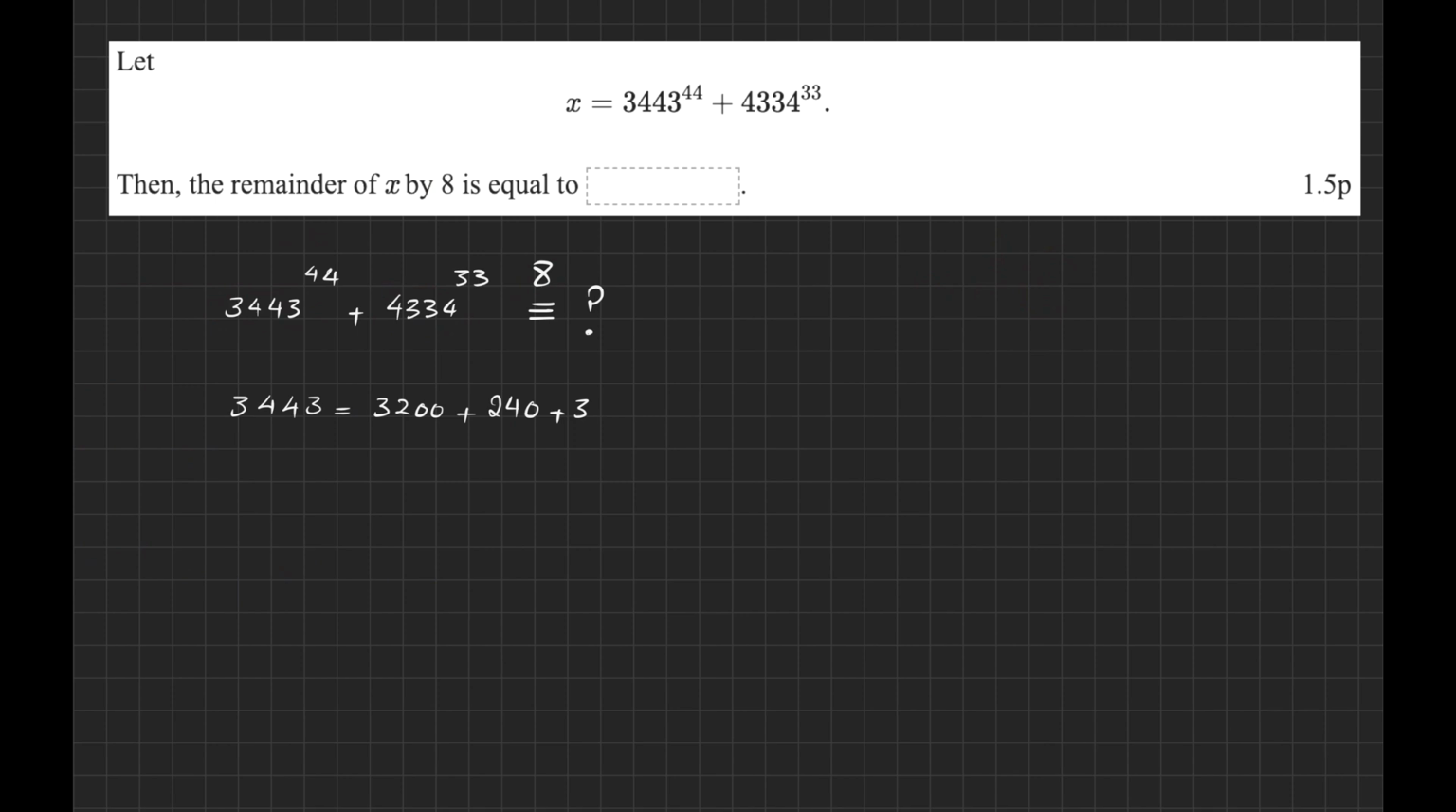Why did I do that? Because I want to extract multiples of 8 out. And then if I ask you what is this number modulo 8, I would say that this part becomes 0 because 3200 is divisible by 8, so it is congruent to 0 when you work modulo 8. The same story is true for 240 because that's also divisible by 8. So this number is just simply 3. So as far as modulo 8 is concerned, a good name for this is just simply 3.